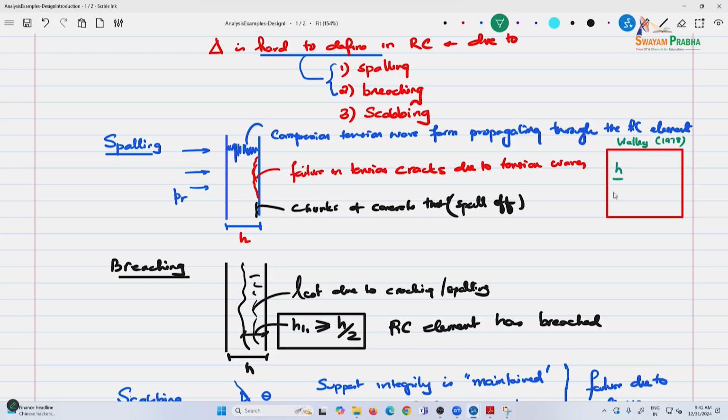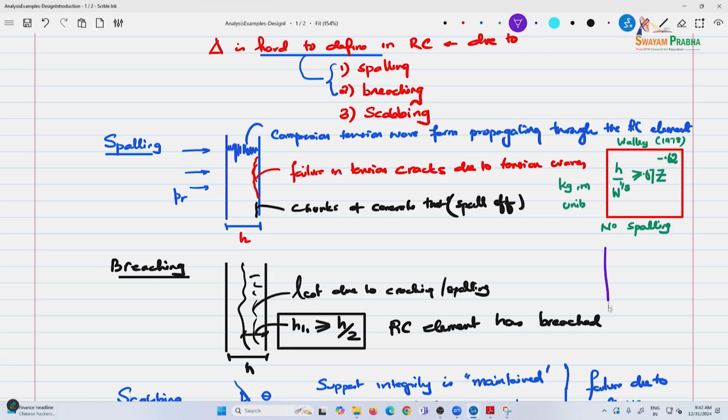So, if H by cube root of W, in meter per kg units, is greater than or equal to 0.07 Z power minus 0.62, then you say there is no spalling if this condition is maintained.